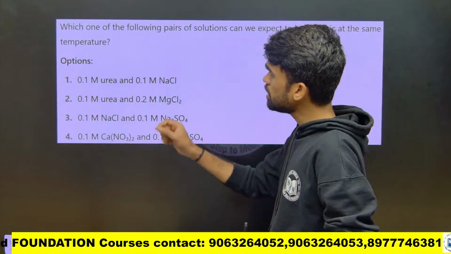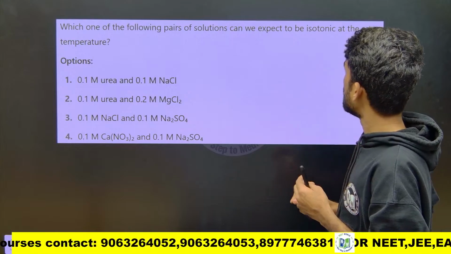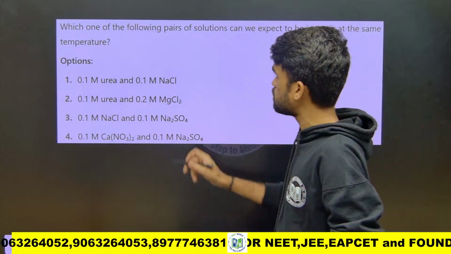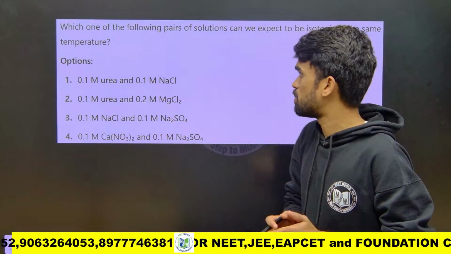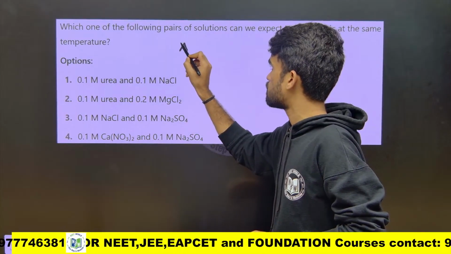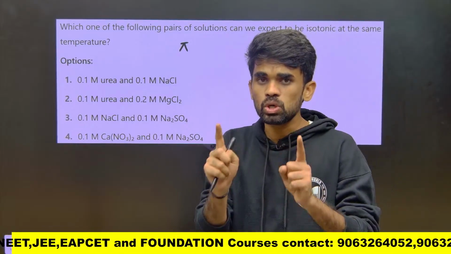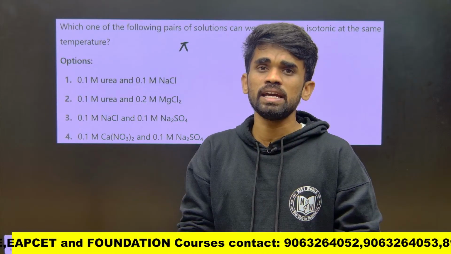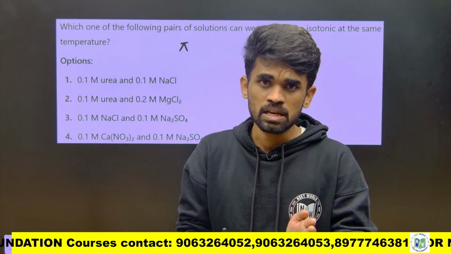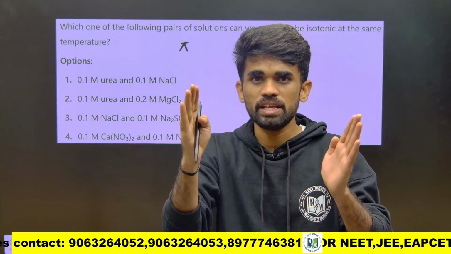Now here we have: which of the following pair of solutions can we expect to be isotonic at the same temperature? This is also based on colligative properties. Isotonic solutions come from osmotic pressure, pi. If the osmotic pressure of 2 solutions are equal, then we say it is an isotonic solution. If it is less, then hypotonic solution, the one which is more, hypertonic solution.